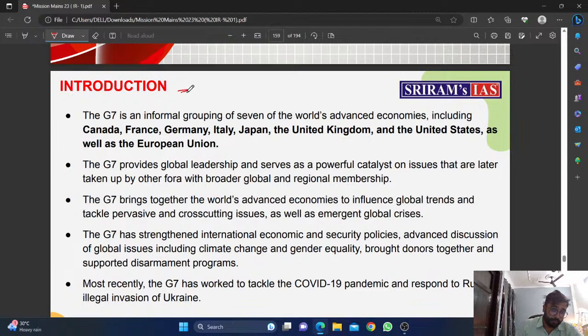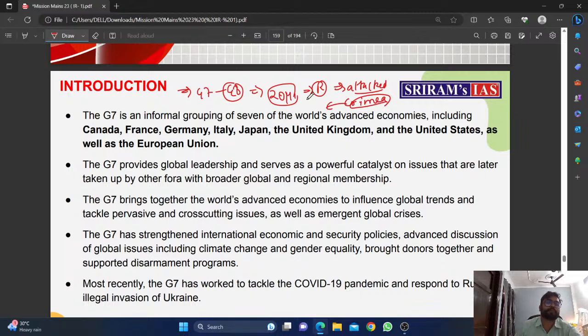This G7 at one time was G8. ये कभी G8 हुआ करता था. In 2014, when Russia attacked Crimea, they expelled Russia from this, so G8 became G7. So what economies does this G7 include? Canada, France, Germany, Italy, Japan, UK, US, and the European Union. Okay, so the European Union is also a member of G7, which has been added very recently.